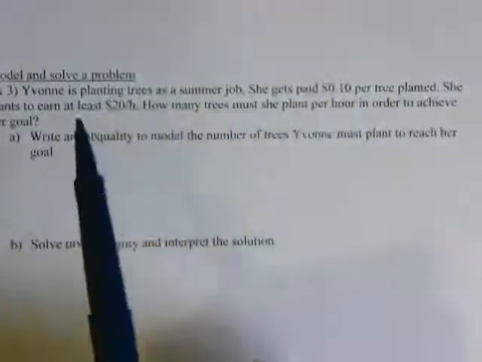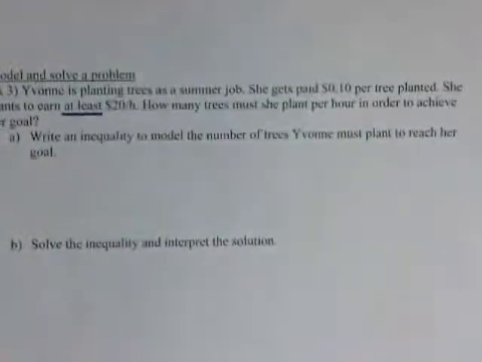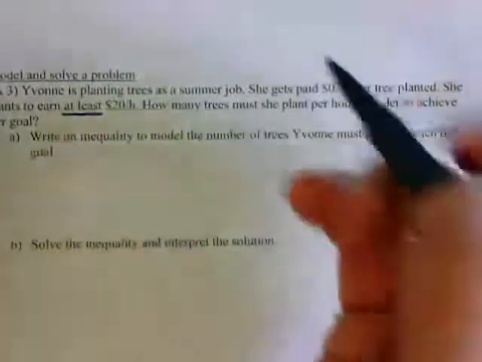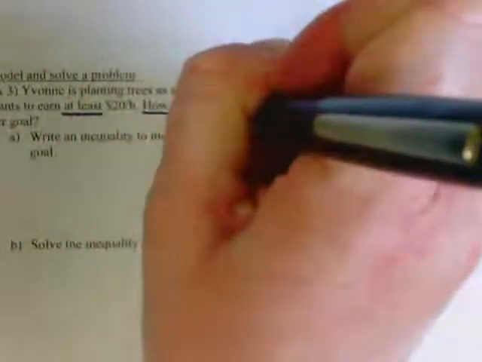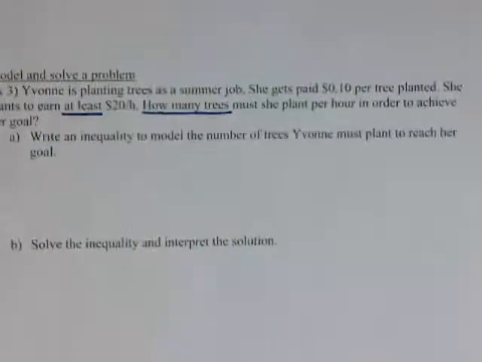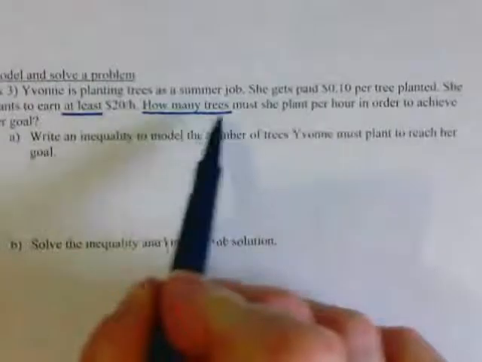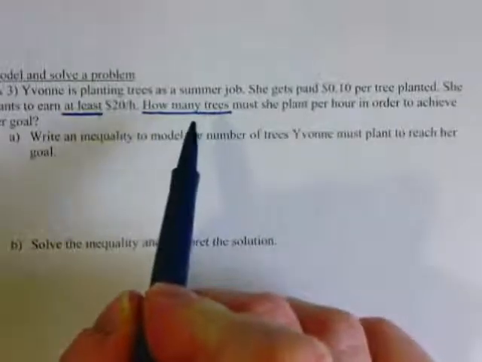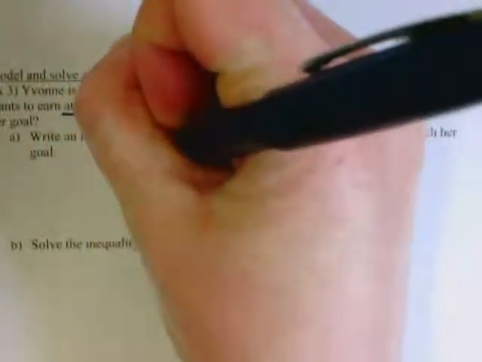She wants to earn at least $20 per hour. At least. That is your huge keyword right there. That, ladies and gentlemen, will tell you which inequality symbol you need to use. So, how many trees must she plant per hour in order to achieve her goal? So this right here tells you what are we trying to find, which means now we know how to name our variable. So x equals trees.